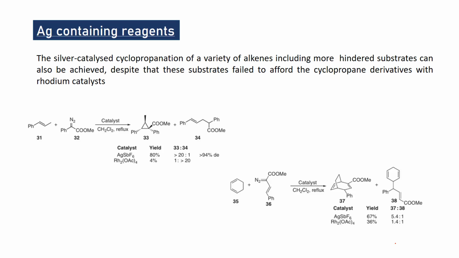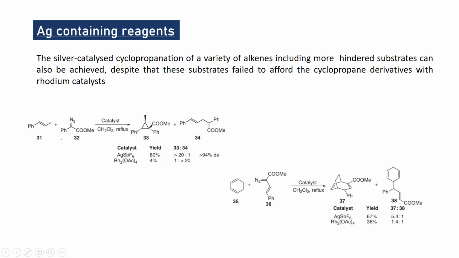Cyclopropanation of a variety of alkenes including more hindered substrates can also be achieved. Despite that, the substrate failed to afford the cyclopropanation in presence of rhodium catalyst. I have already discussed how rhodium catalyst can generate a carbene from this diazo type of compound through elimination of N2 gas. This type of carbene can be inserted into this double bond and generate a cyclopropane ring.